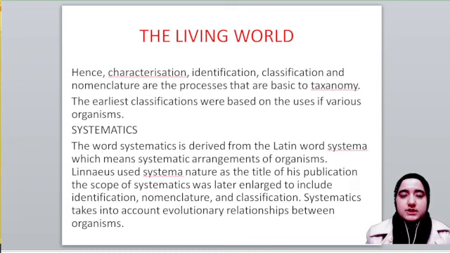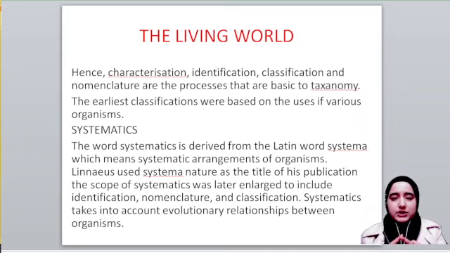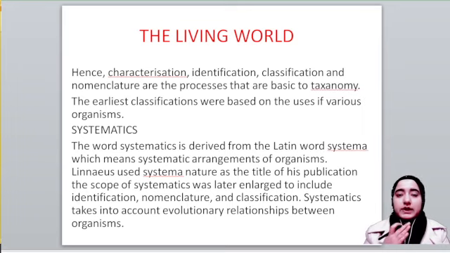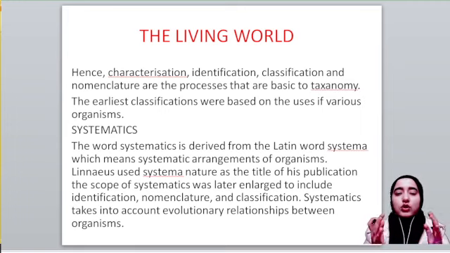I hope this concept is clear. So we can say that in taxonomy, we have characterization, we have to characterize the organisms, we have to see all the characteristics, then we have to identify what kind of organism it is, whether it is a mammal or it comes under plants or it comes under animals. Then we have to classify the organisms, as I already mentioned. Classification simply means grouping. And then finally we have to name the organism, nomenclature is done. These are the basics of taxonomy, okay.